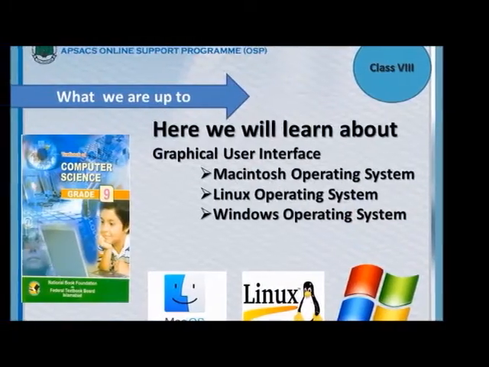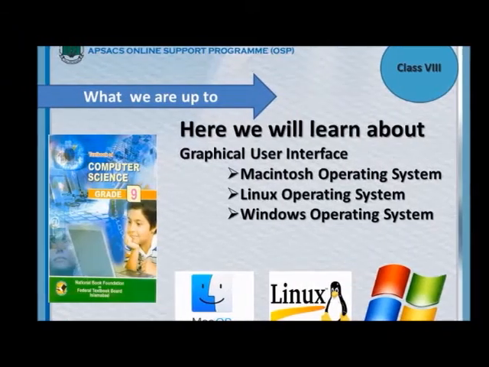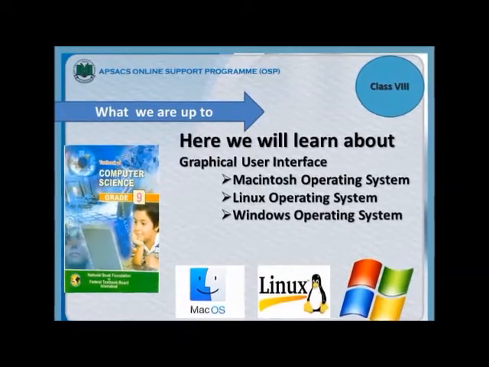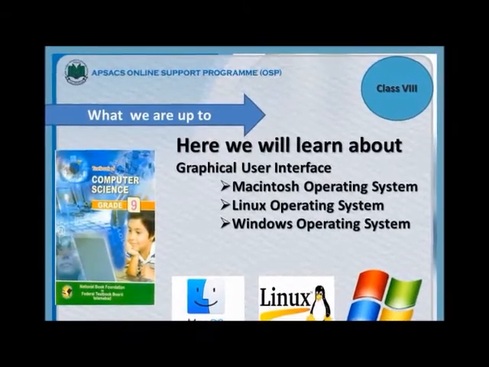Now furthermore we see what we are up to. We will learn about graphical user interface and its types: Mac operating system, Linux operating system and Windows operating system.